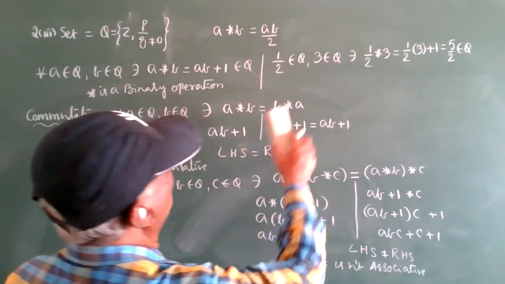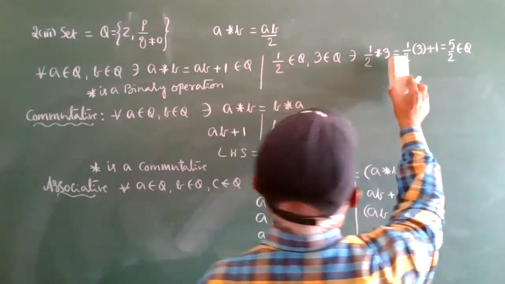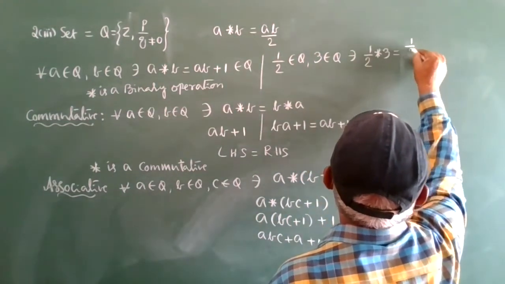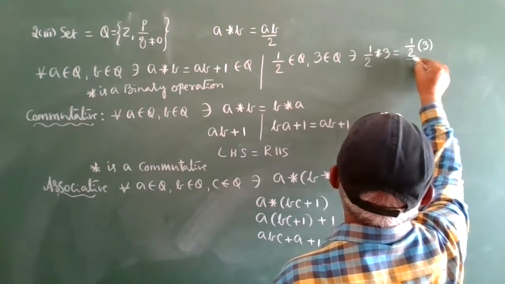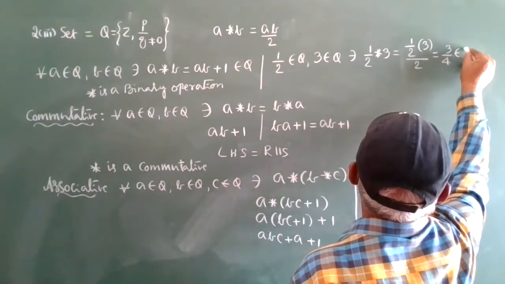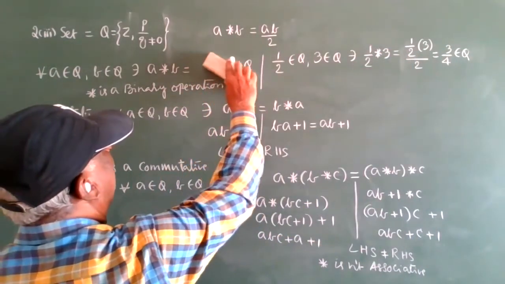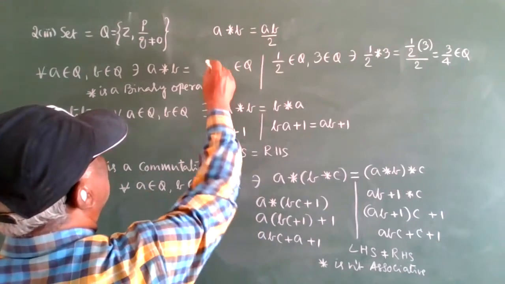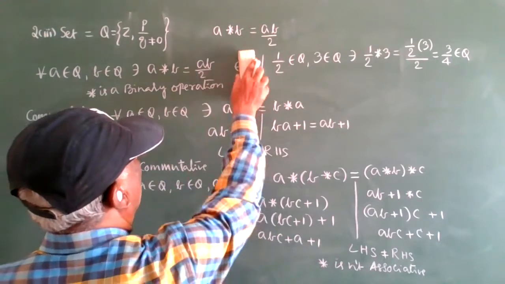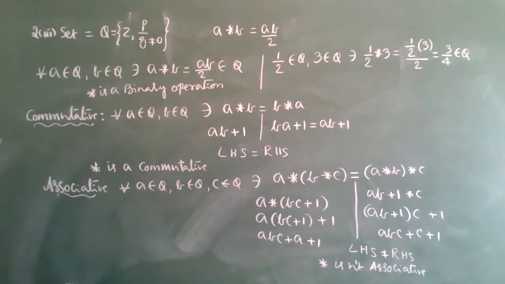With an example, 1 by 2 belongs to Q, 3 belongs to Q, and 1 by 2 star 3 is the product of the two divided by 2, which is 3 by 4, and that belongs to the rational numbers. Therefore, star is a binary operation. So A star B equals AB by 2 belongs to Q.